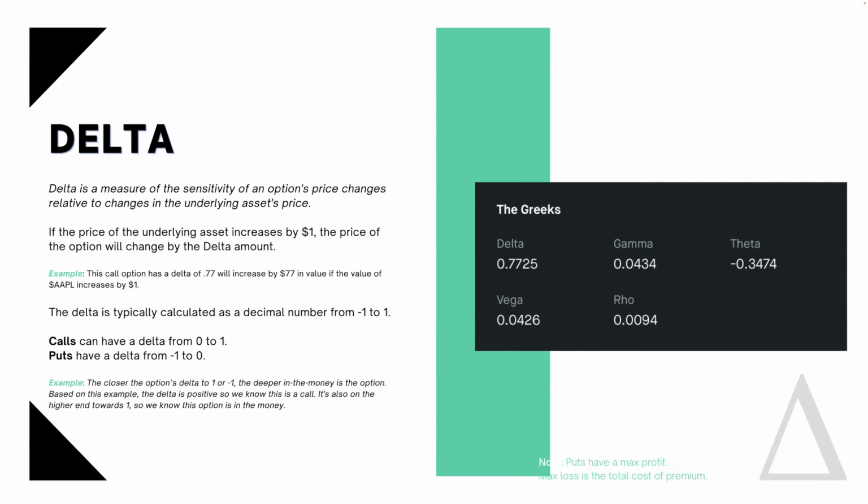Also, the measurement goes from 0 to 1. The closer your delta is to 1, the deeper in the money you are. So if we're looking at this delta of 77, we can tell that it's in the money. It's a little deeper in the money, just because that's a really high delta. The further out of the money you go, you have a lower delta, but you also have a lower premium. There's a trade-off there.